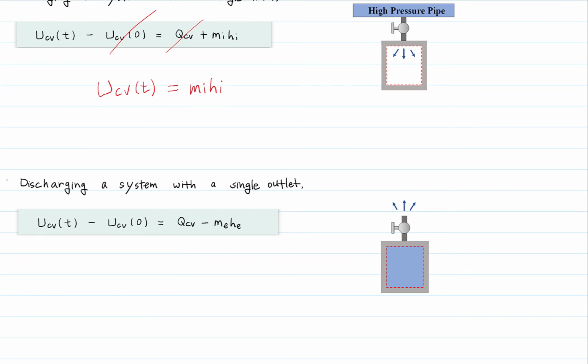When the tank is initially pressurized and the valve is opened, the tank will be discharged, and flow is leaving the tank. So the energy balance equation is shown here. In this equation, we see the enthalpy of the fluid that leaves the system.